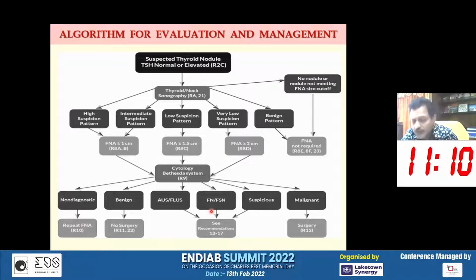Follicular lesion is very difficult to say whether it is malignant or benign as far as the FNAC is concerned. So it is basically reported as follicular lesion of undetermined significance, or follicular nodule, or follicular lesion with suspicion. So follicular lesions are in between. On one extreme there is malignancy, on the other extreme is benign, and there is a possibility of a non-diagnostic test where we have to repeat the FNAC.